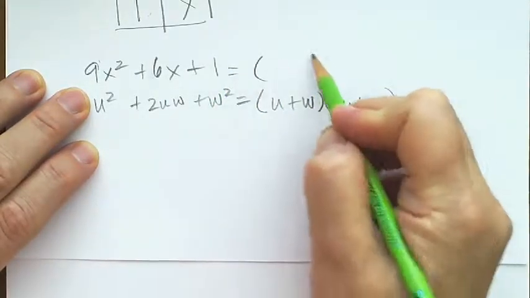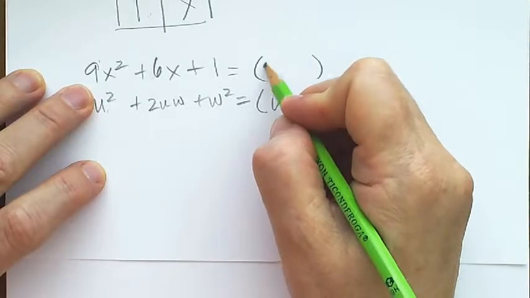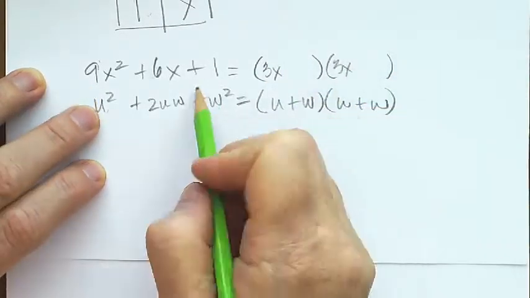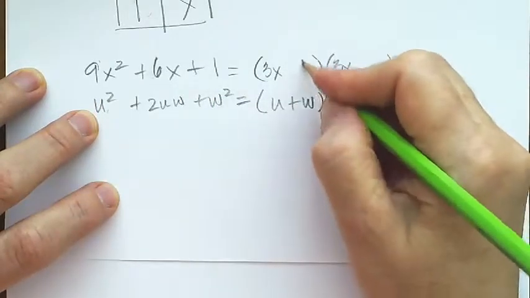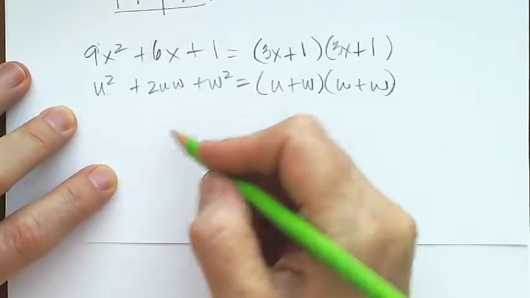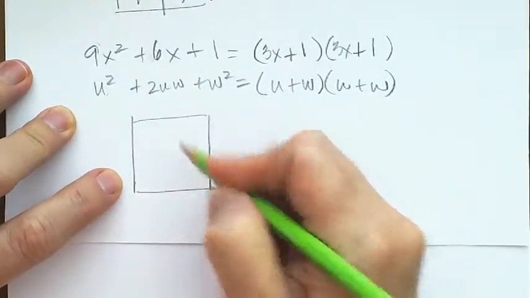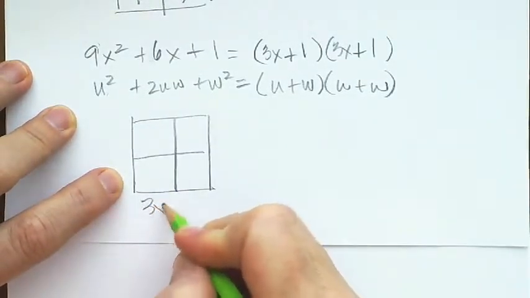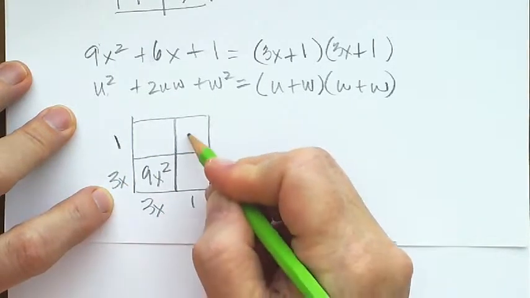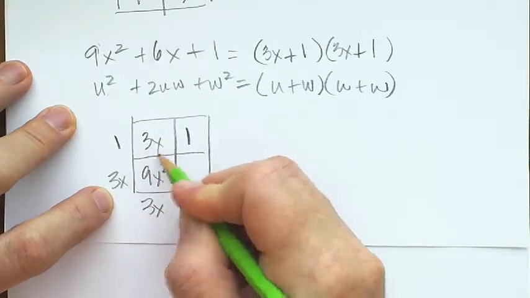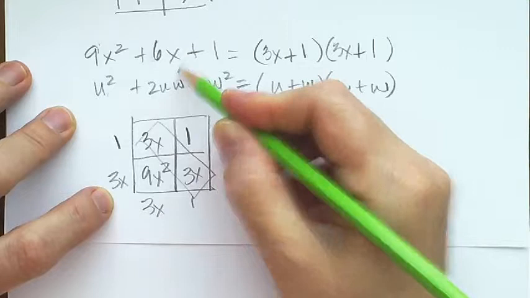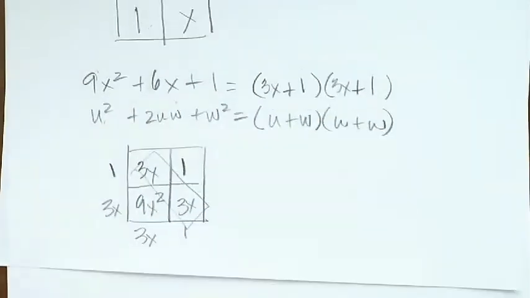So if u squared is 9x squared, u must be 3x. And if w squared is 1, then w must be 1. So it factors into 3x plus 1 times 3x plus 1. Easy to check. 9x squared, 1, 3x, and 3x. If I combine like terms, I get the 6x term.